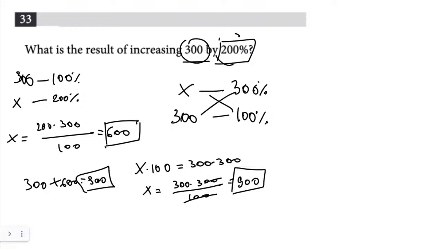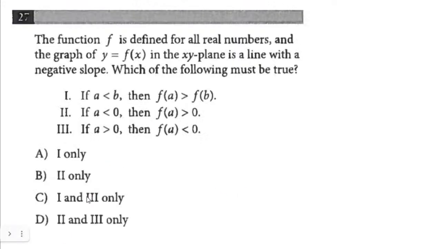Any questions? Let me check. So let's continue then. Okay, very interesting question. We have a function defined for all real numbers, and the graph y equals f of x in the xy-plane is a line. It's a line with a negative slope. Which of the following must be true?